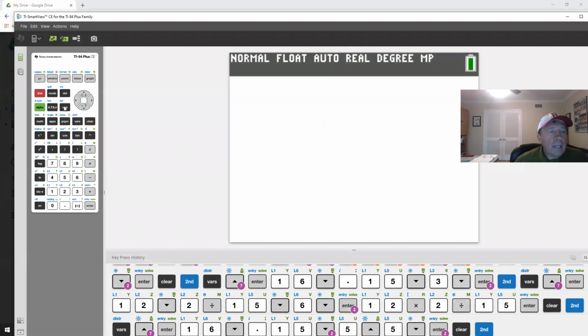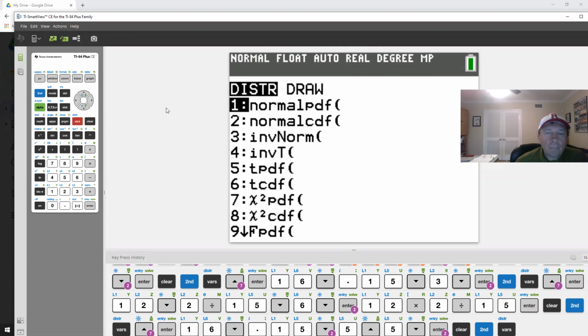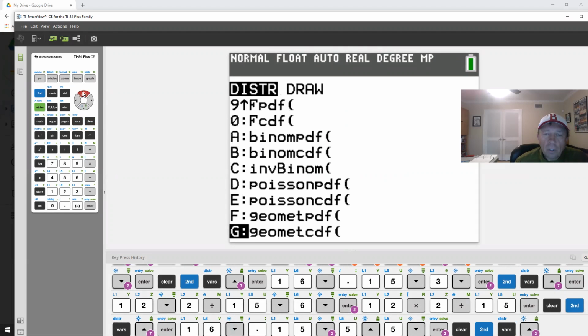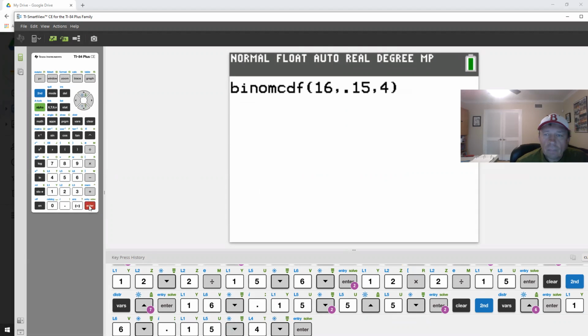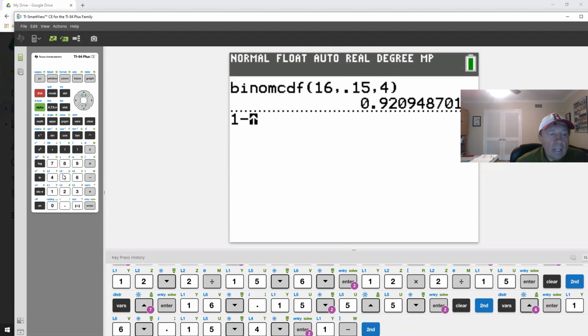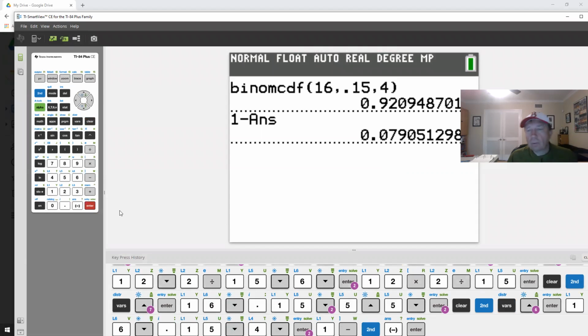Second distribution, binomial CDF, 16. The success rate is 0.15 and it's 4 or less. And then I'm going to go 1 minus that answer because I want 5 or more. Pretty cool. CDF, Cumulative Distribution Function.